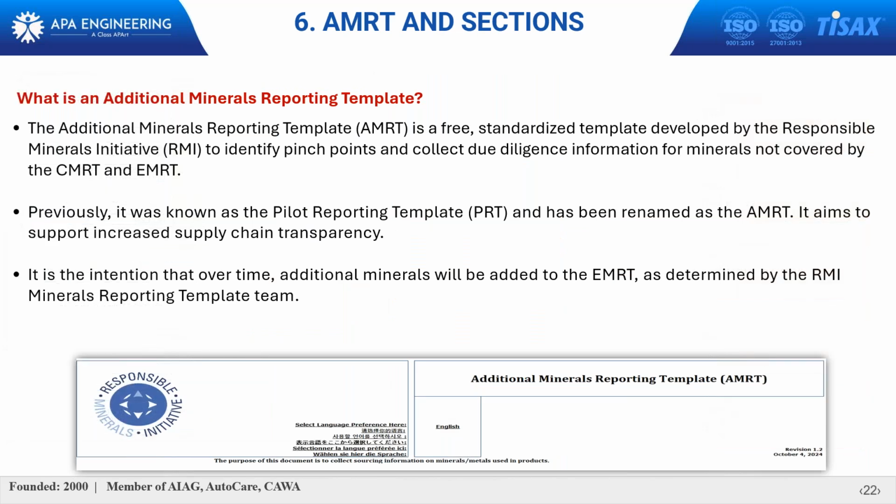Here we'll discuss the additional minerals reporting template, which is a recently released template. AMRT is released to identify and collect due diligence information for minerals not covered by the CMRT and EMRT, and it is also developed by the RMI. Previously it was known as the pilot reporting template, PRT, and it has been renamed as the AMRT. The goal of AMRT is to support increased supply chain transparency, and it is the intention that over time additional minerals will be added to the EMRT as determined by the RMI minerals reporting template team. Next slide.